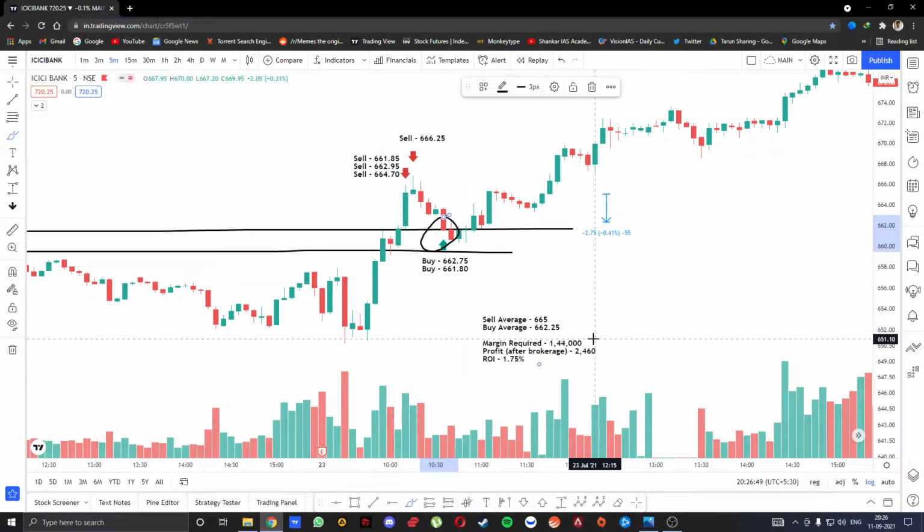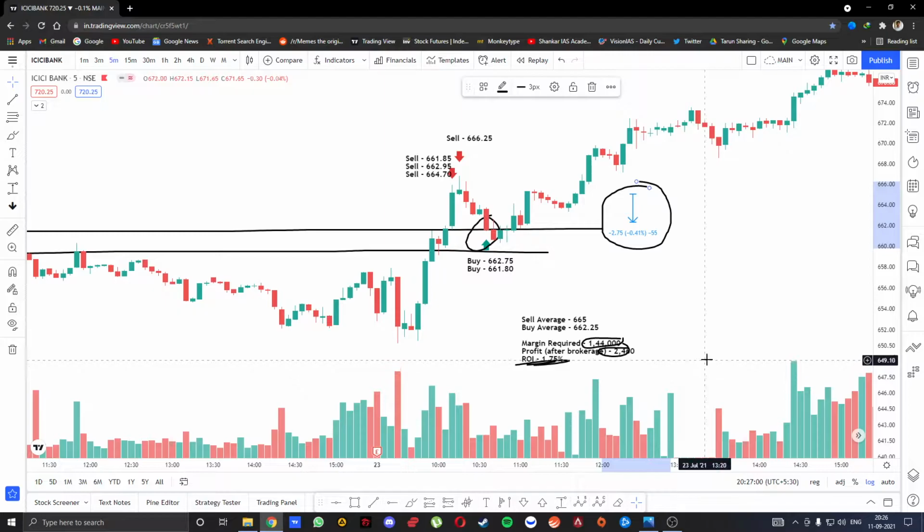So margin required was 1,44,000. Profit was this much. ROI was this much. The move on the stock was 0.4%.